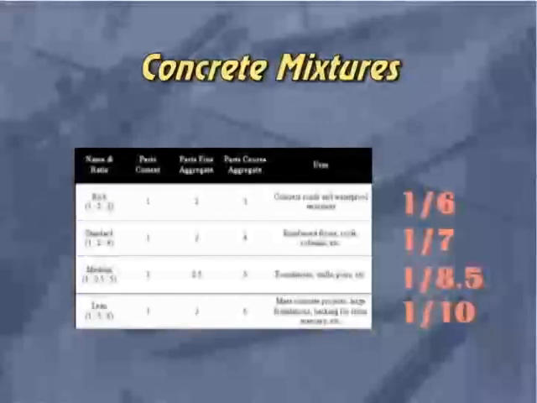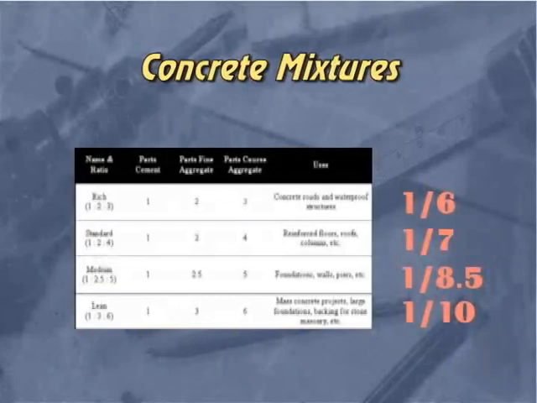If we look at a rich mixture, we see that we have 1 part of cement, 2 parts of sand or fine aggregate, and 3 parts of gravel typically. And we add those 3 items together, we come up with 6. We have 6 parts. And 1 part of that 6 is the cement, which gives us a rich mixture. So off to the right, put 1/6.